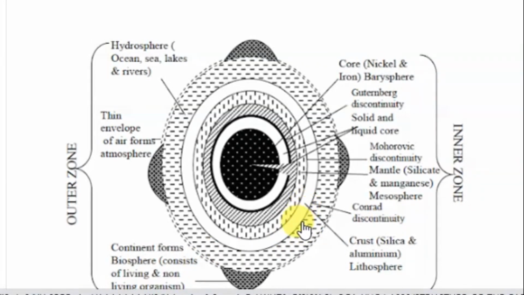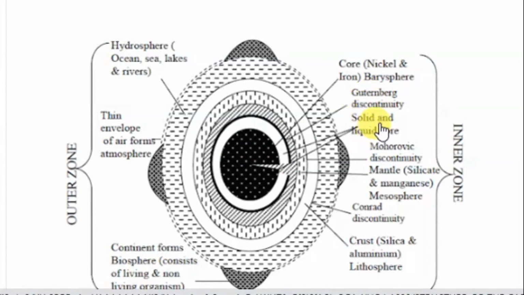The Conrad discontinuity is here. Then from there we have the mantle, and the layer which separates the crust and the mantle is the Mohorovic discontinuity. As you can see, this black line is labeled as Mohorovic discontinuity. From the Mohorovic discontinuity, we have the mantle, and then the layer which separates the mantle and the core is the Gutenberg discontinuity.